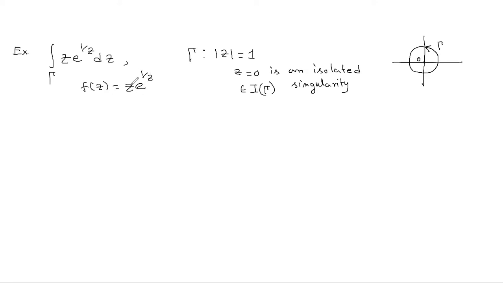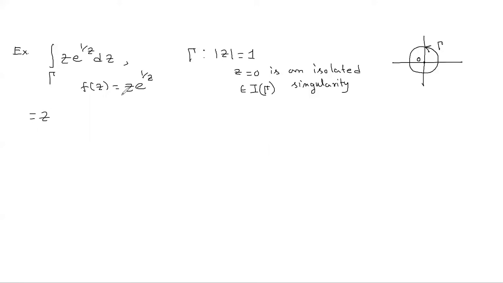Now we can see z equal to 0 is not a pole kind of isolated singularity, because we cannot write f(z) in the form of phi(z) by (z minus z_0). So let us expand the function f(z) in Laurent series expansion.